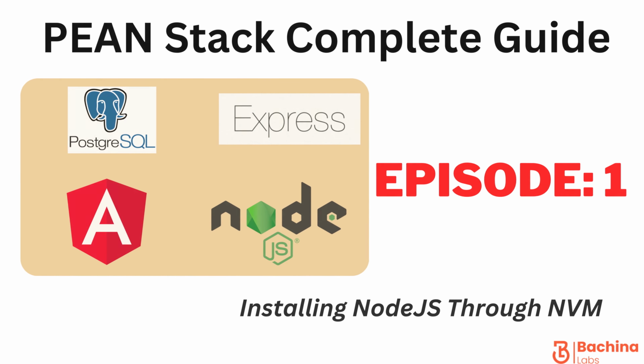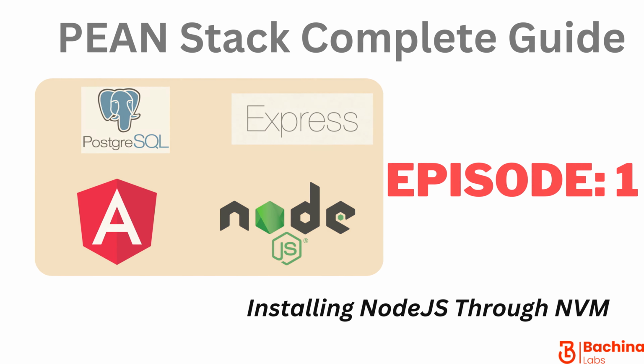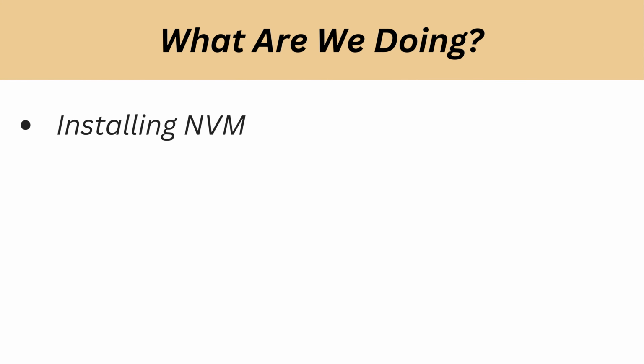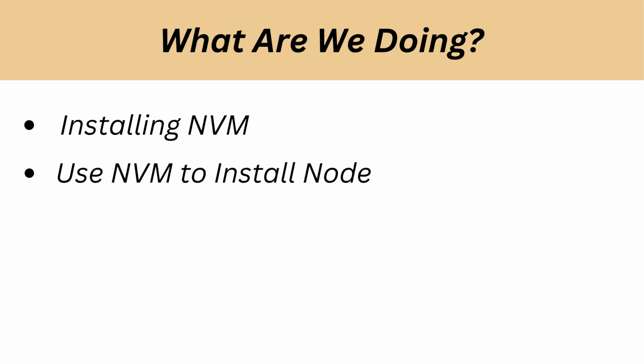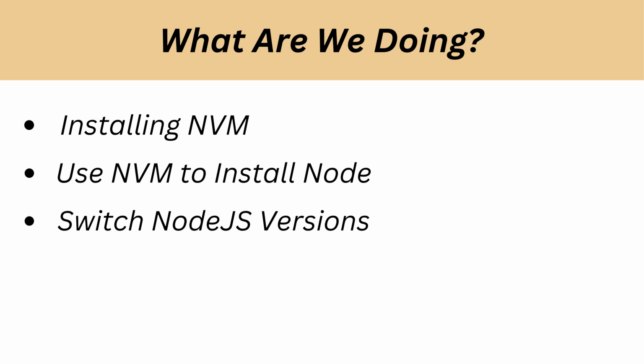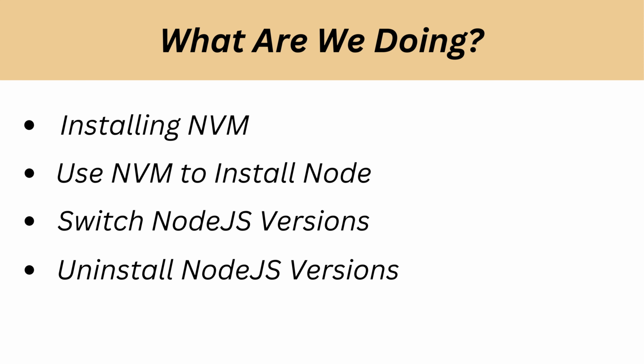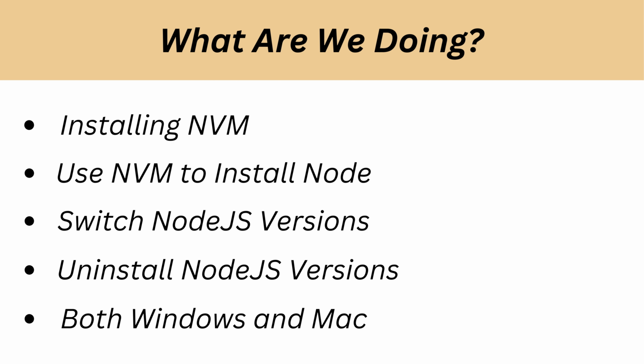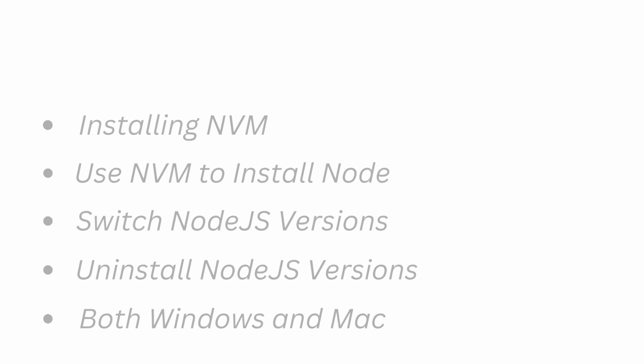In this first episode, we will install Node.js through Node Version Manager. The advantage of using Node Version Manager is you can install any specific version of Node.js, and also you can switch between versions, and you can uninstall if you do not want it on your machine. You can uninstall any specific version, and we are going to do this on both Windows and Mac.